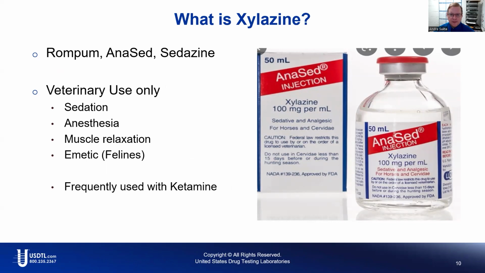So as we're talking significantly about xylazine, what is it? Xylazine is commonly known as Rompun, Anased, and Cetazine, and those are the brands that make xylazine for veterinary use. I want to stress that that is not the street name, that is the manufacturer's name. It's a drug that is only for veterinary use. It causes sedation, anesthesia, muscle relaxing, and in felines, it's an emetic. So it's used to help the cat regurgitate whatever it may have accidentally swallowed. And it's commonly mixed with ketamine, another common NSAID.